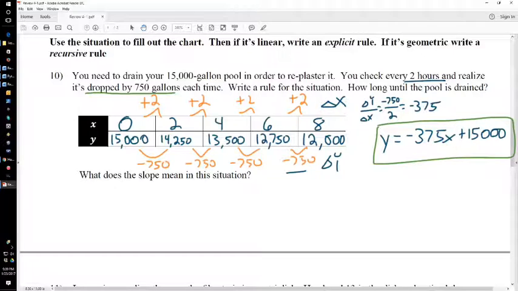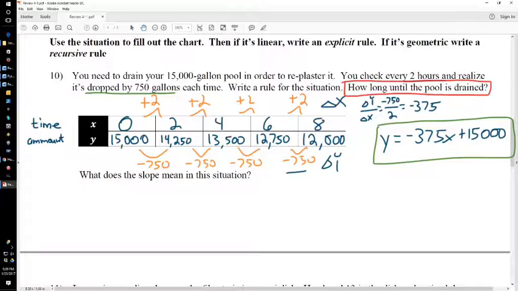Now, that's not everything. That was the first thing. It said write a rule for the situation. The last question says, how long until the pool is drained? Well, when the pool is drained, how much water is in there? Nothing. All right? And which is measuring the amount of water, y or x? All right, so if we want to label this right quick, x was the time, right? So it was every 2 hours. y was the amount.